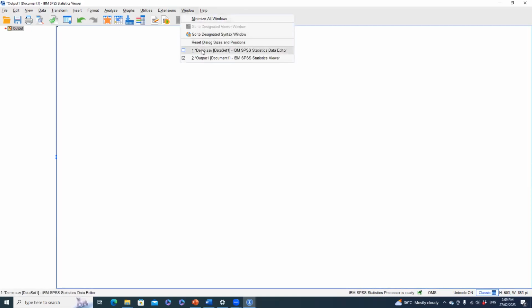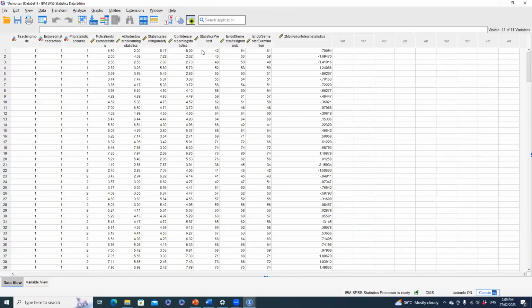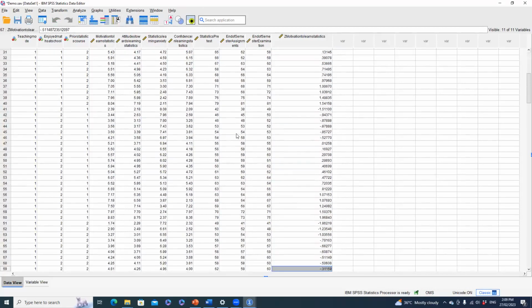Why? Okay, while we're waiting for the outputs to show up, I am going to show you what happens when we use the descriptive statistics command and we tick the box saying show standardized values.